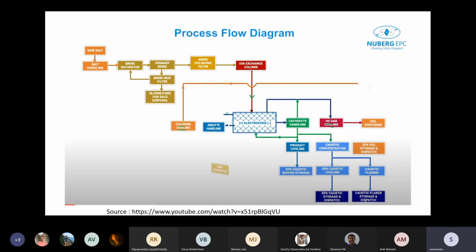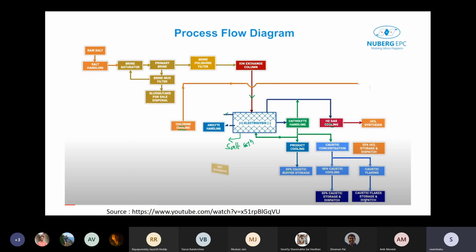Often some amount of HCl is also introduced with the brine solution. The reason for introducing the HCl with the brine solution is, whatever dilute salt solution comes from here.